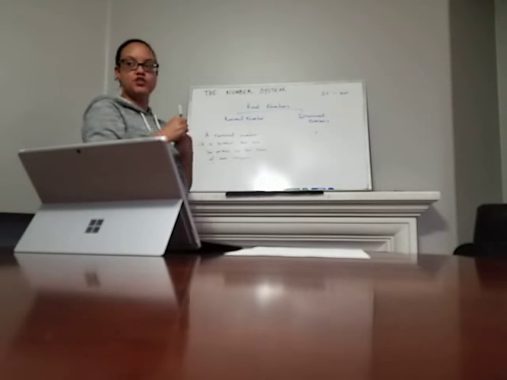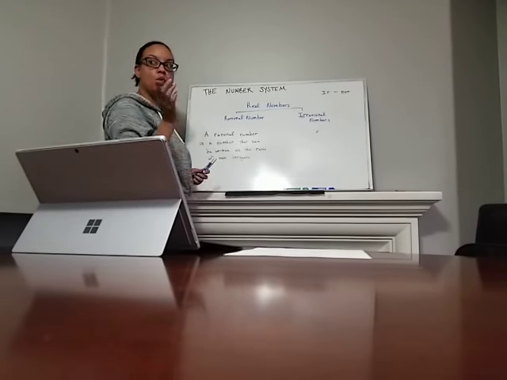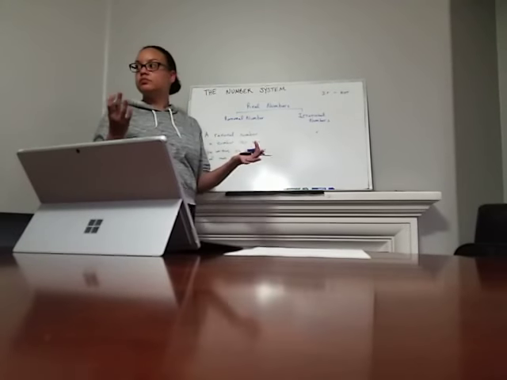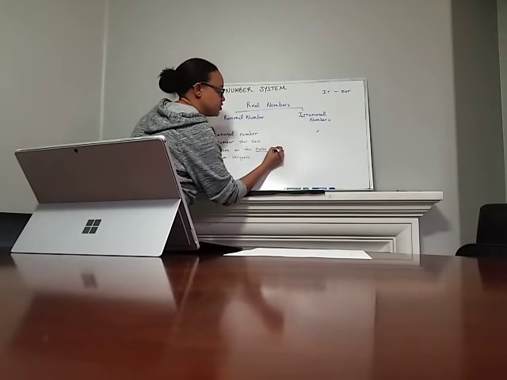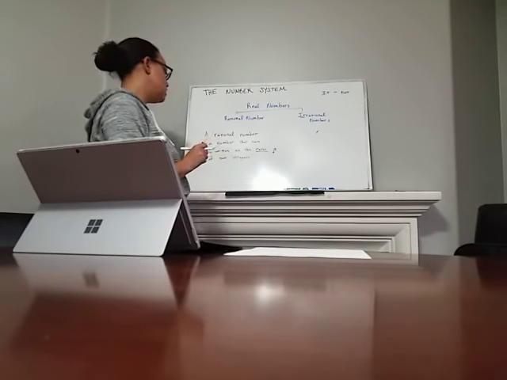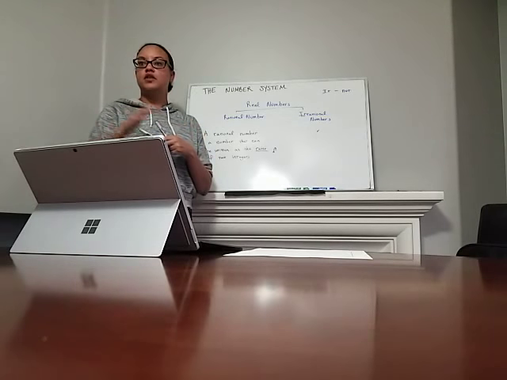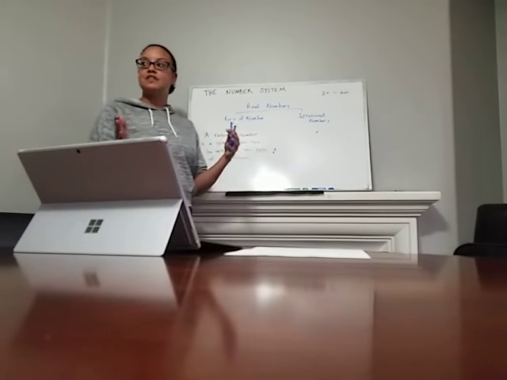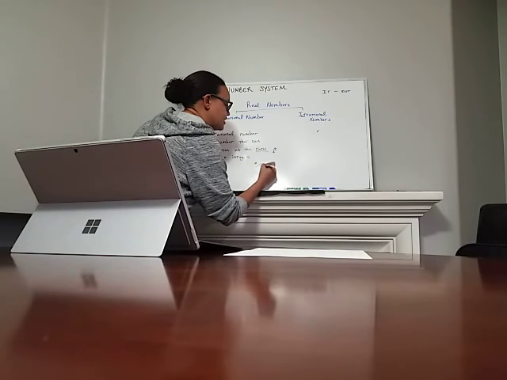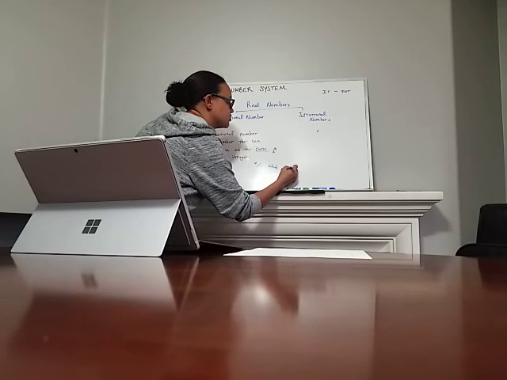All right, let's make sure that we understand this. A rational number is a number that can be written as the ratio. What is a ratio? A ratio is anything that looks like this, A over B, of two integers. What are integers? Perfect. Integers are whole numbers, positive and negative whole numbers.